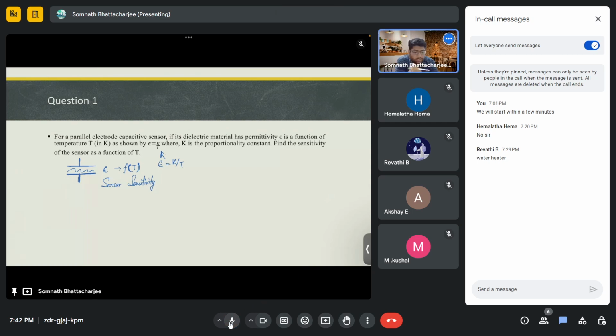What is the basic equation for a parallel plate capacitor? Like this capacitor, if the distance is, let's say, d, what is the basic equation for capacitance in this case? You already know the epsilon.